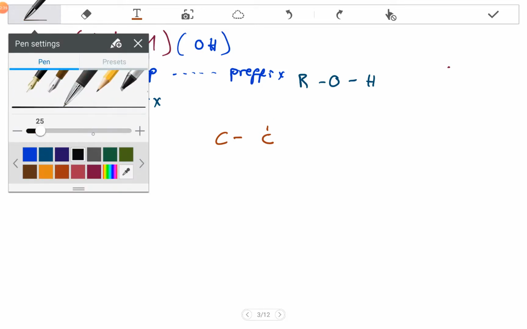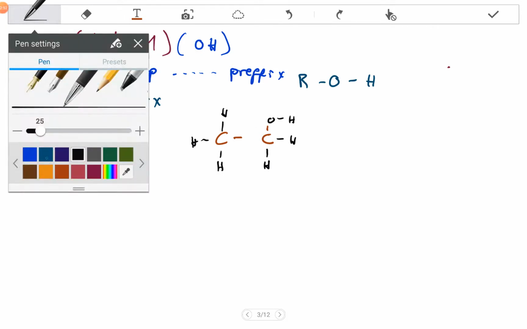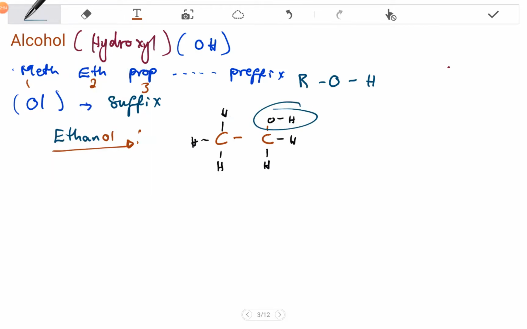We must have something like that. This is an example of alcohol. So we call this an ethanol. Why? Because of this here. So this is a functional group of alcohol. This here is a functional group of alcohol. So this is what we're going to call alcohol.